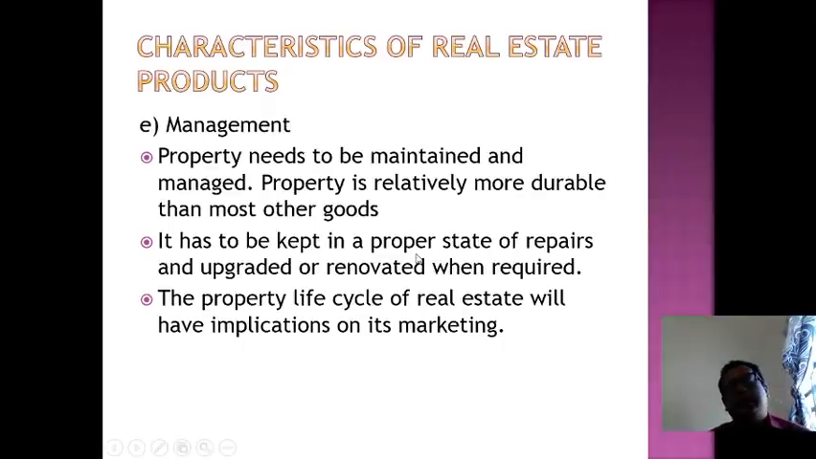So for management, not only do we talk about properties that are under strata management, but also the properties such as single-story terrace houses, semi-detached, or even bungalows. This kind of property, we have to manage on our own.